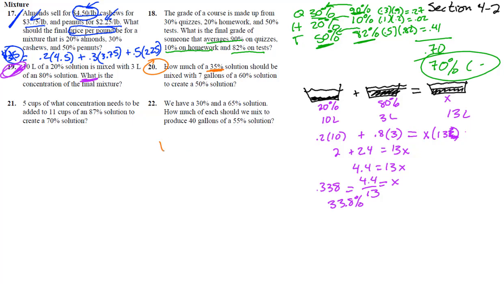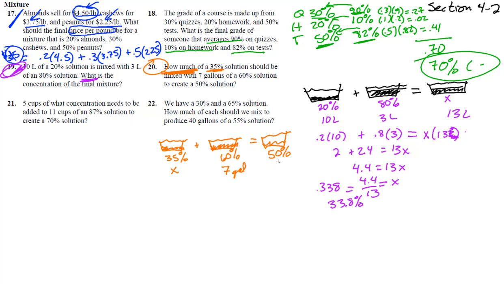let's draw our buckets here. Plus this bucket equals the final bucket, and we have water and some sort of mixture in there, water and a lot more powder in there, and we have water and powder. Okay, so this guy is a 35% solution. So the question is, how much of this? There's the question. That's our X. Should be mixed with 7 gallons of a 60% solution, and to create exactly a 50% solution.